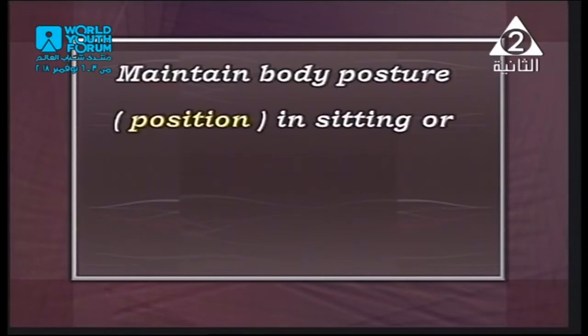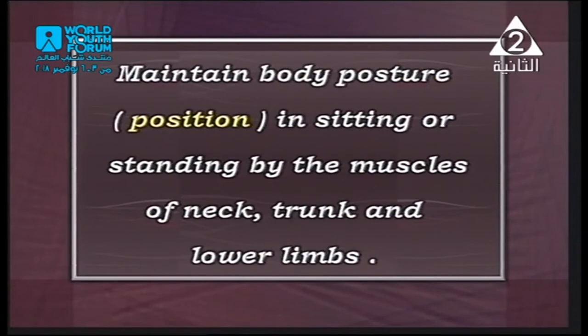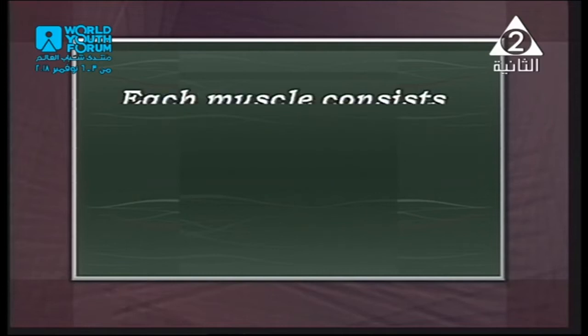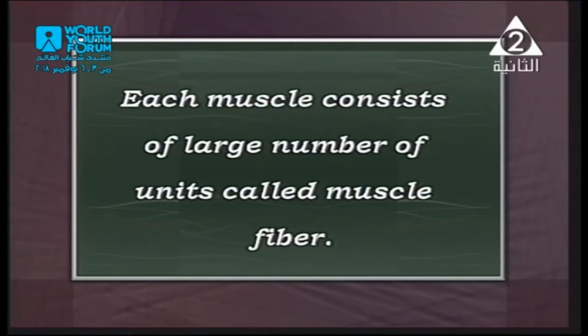What else? To maintain the body posture. Posture means the position of the body in sitting or standing, by muscles like the neck, trunk, and lower limbs, to move in different ways and in different directions. This is one of the main functions of the muscles. And as we said, the muscle structure consists of a large number of units called muscle fibers. But we have a video here for the structure of the muscle. Each muscle consists of a large number of units called muscle fibers.